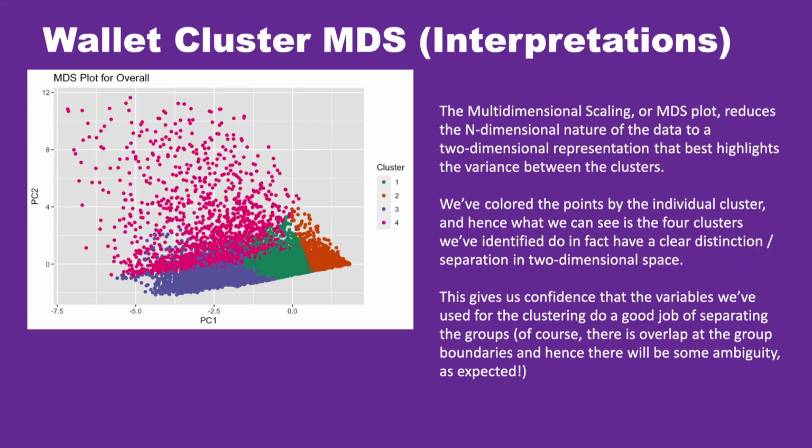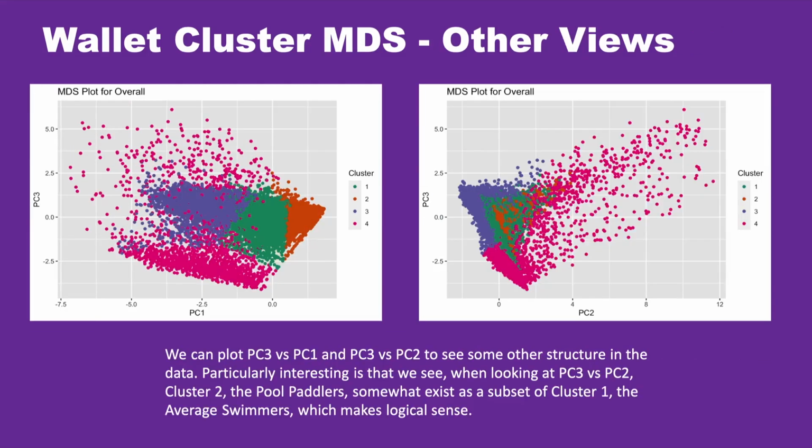This is just a little slide that talks about the MDS interpretation, so I'm not going to go too much into it, but the idea basically is that this plot gives us confidence that the variables we've used for the clustering do a good job of separating the groups, and it gives us confidence that these are truly distinct groups on the variables that we're seeing across the profiles.